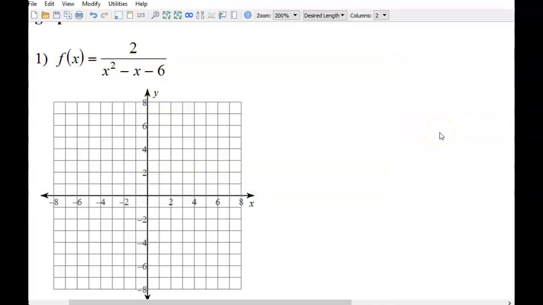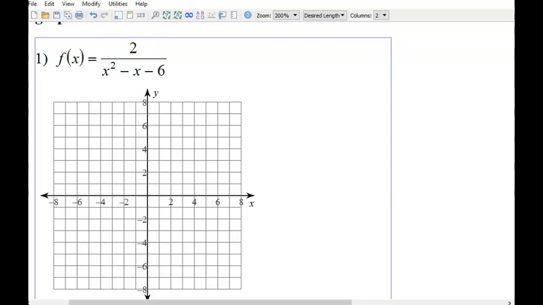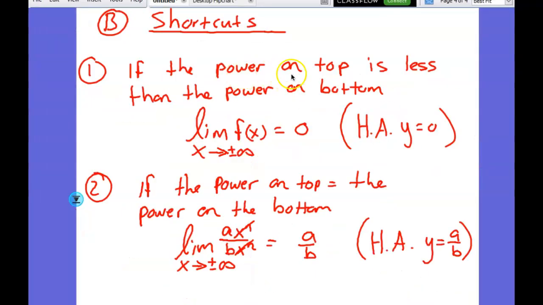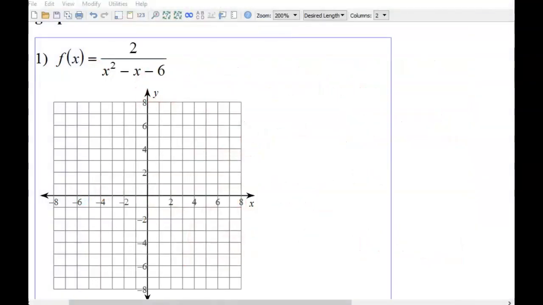Notice in this case, the power on the bottom is 2, but there is no power on the top. So in this case, the power on the top is less than the power on the bottom. And if the power on the top is less than the power on the bottom, then the end behavior is 0, and that's what your horizontal asymptote would be. So we don't have to do any work. We can just say that whether you go to the left or right, the limit of this function at positive and negative infinity is 0, and that's where your horizontal asymptote is going to be. Okay? Here's another one.